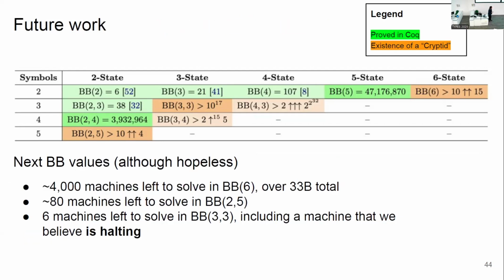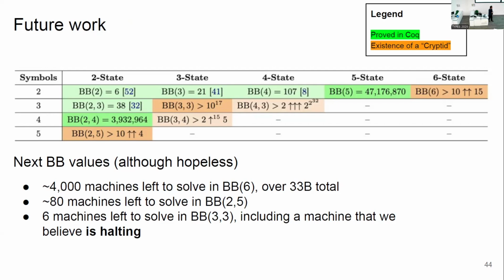So about future work, although it seems hopeless, for the next values a lot of work has been done. You see, there are only about 4,000 machines left to solve BB(6). A lot of new deciders have been developed, and you need to study over 33 billion machines this time instead of 180 million. And it still is runnable in Coq, and about 4,000 machines are left.